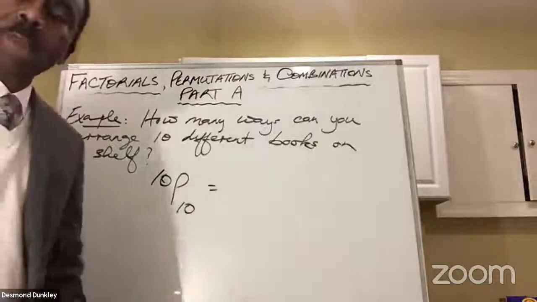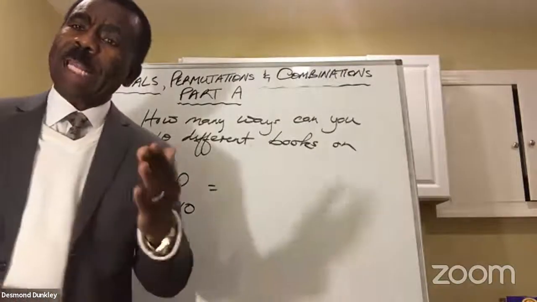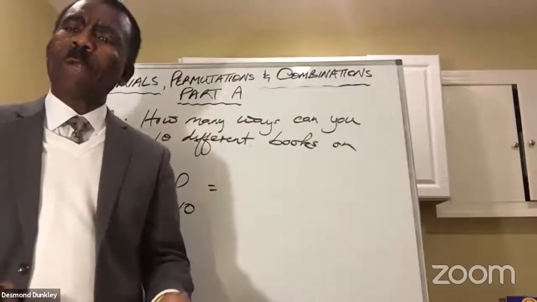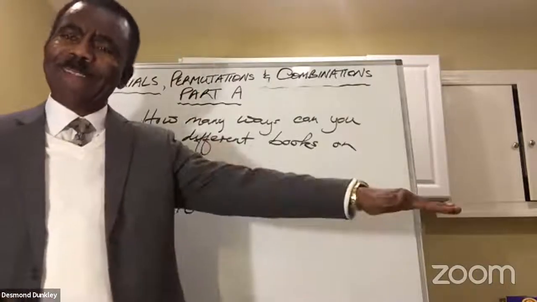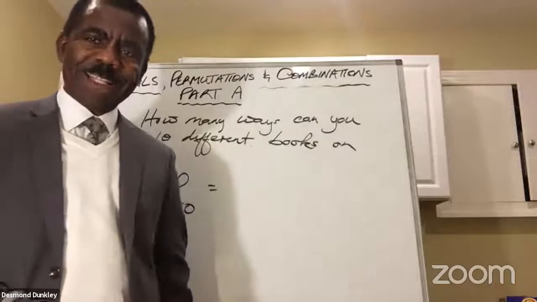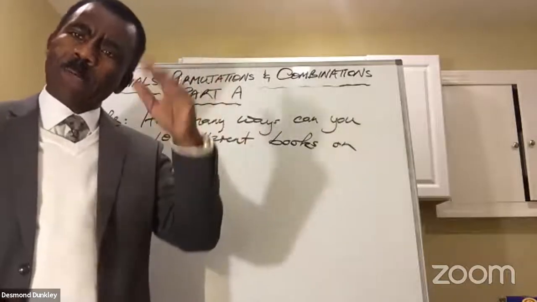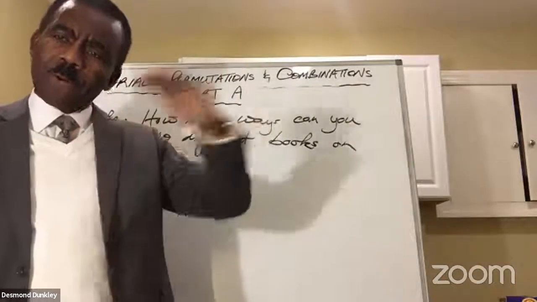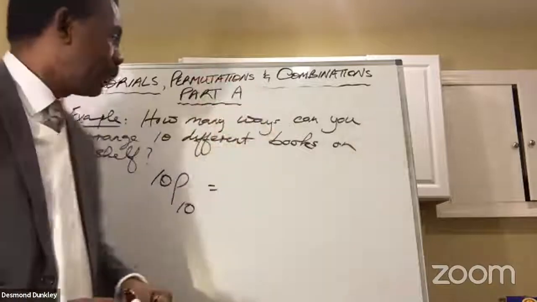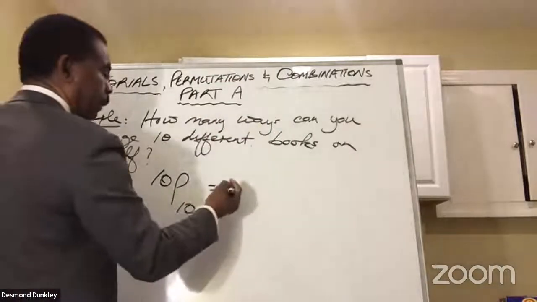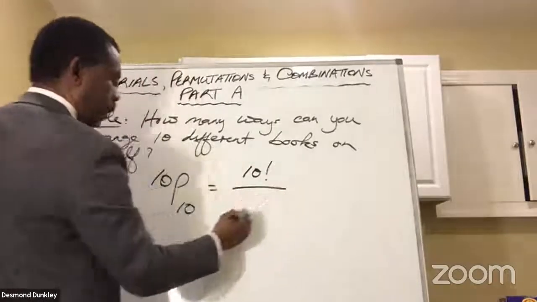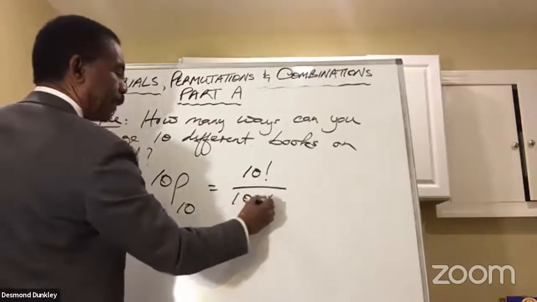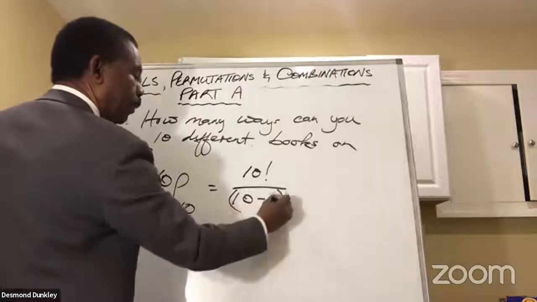It's like, for example, if you have a playlist and you have 10 songs, how many ways could you arrange the order in which the songs are played? Get it? So the order is important. When you hear the word arrange, order, sequencing is important. Okay, so this is going to be 10 factorial over 10 minus 10 factorial.